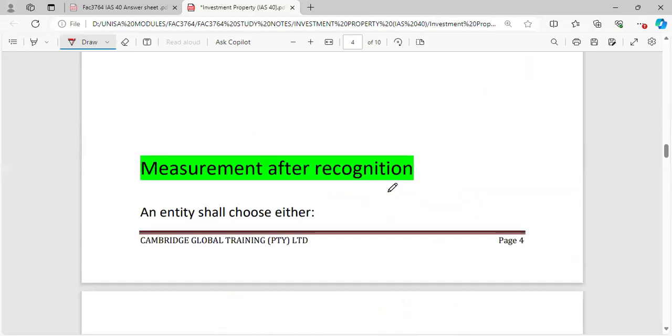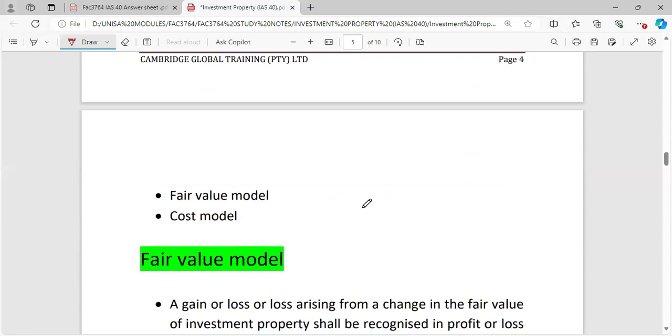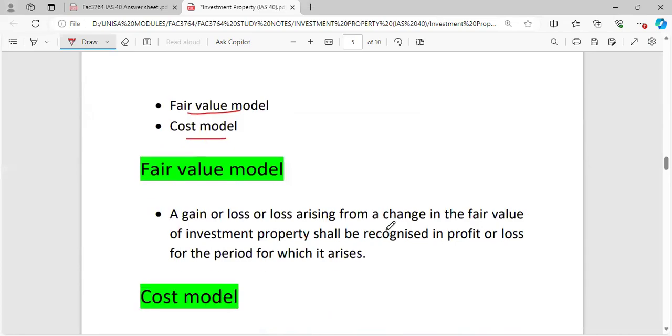I want us to quickly go to a long question. That's why I'm just trying to jump those ones and explain them. Right? Let's look at how you measure after recognition. After we recognize the asset, we are going to measure using the fair value or the cost model. I think we did this when we were doing our PPE. Right? As I said, FAC3764, we use the fair value model too.